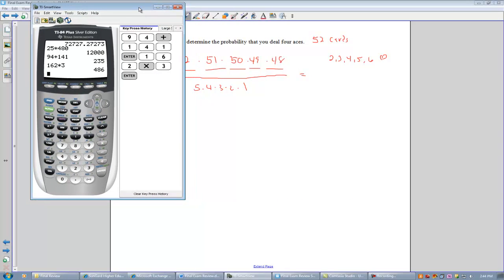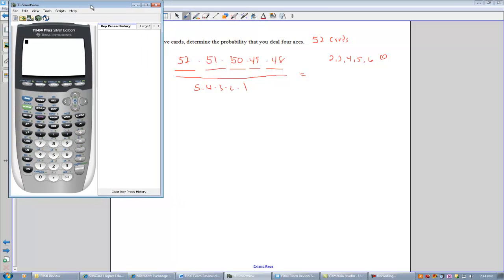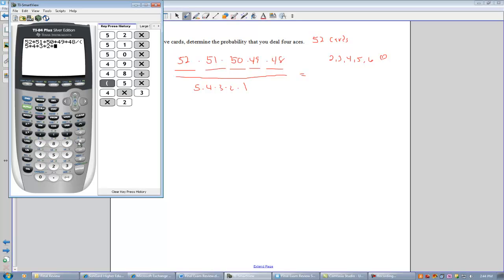All right, so on my calculator, let's clear this out, you're going to take 52 times 51 times 50 times 49, and then times 48. And then you're going to divide by left parenthesis, because this is all on the bottom, 5 times 4 times 3 times 2. You really don't need to put times 1, but I will. So times 1, hit enter. And so there are 2,598,960 possible different 5-card hands.